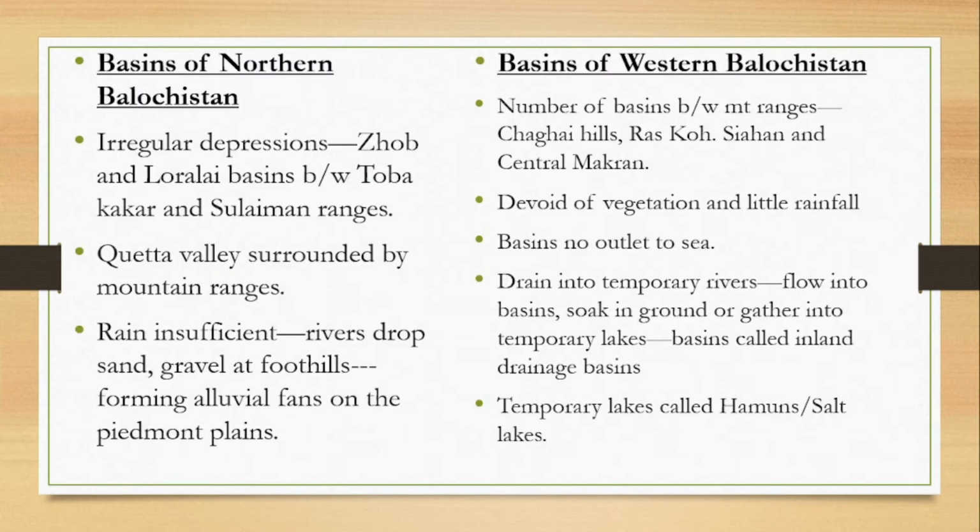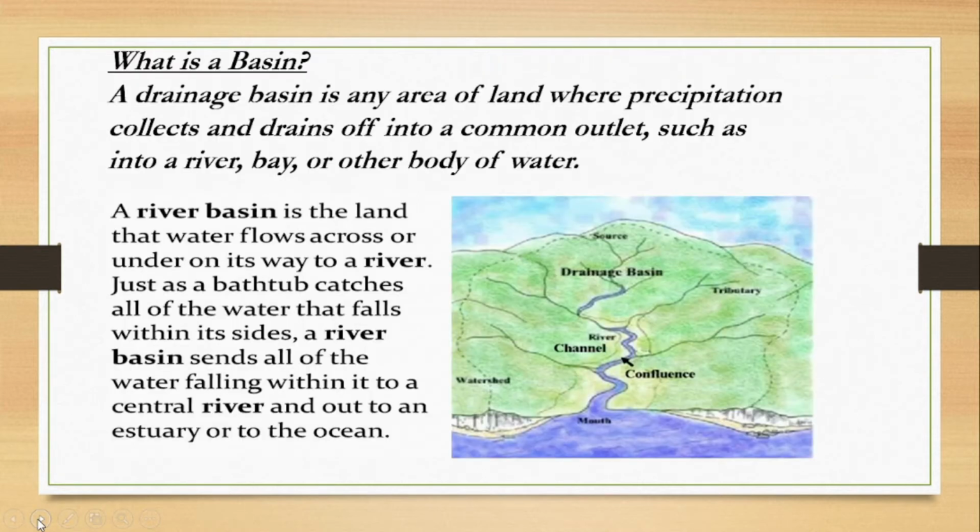Now let's talk about basins of northern Balochistan and the basins of western Balochistan. But to understand this topic better, we got to understand what basins actually are. So let's move on to what basins actually are. What is a basin? A basin simply is any area of land where the precipitation collects and drains off into a common outlet, such as into a river, a bay, or any other water body.